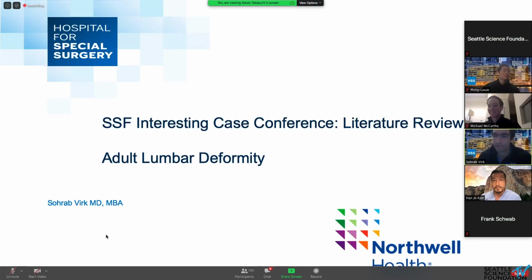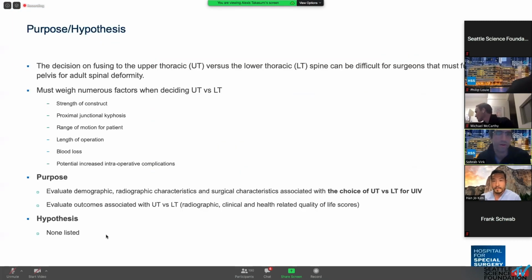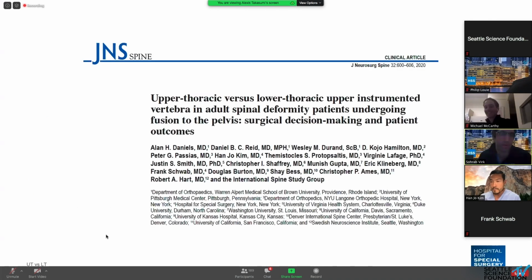Okay, thank you to the Seattle Science Foundation for allowing me to present this article. This article is from the ISSG. It's about choice of upper instrumented vertebrae between the upper thoracic versus the lower thoracic spine.